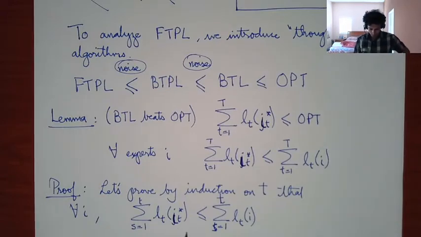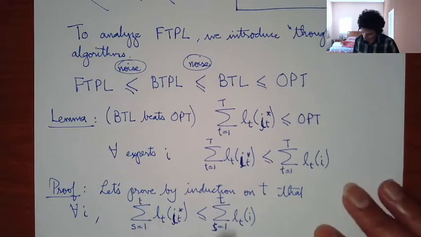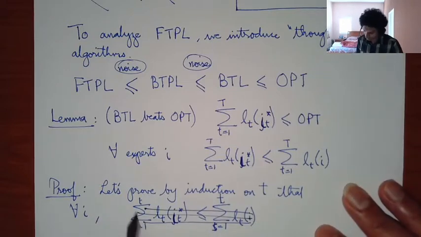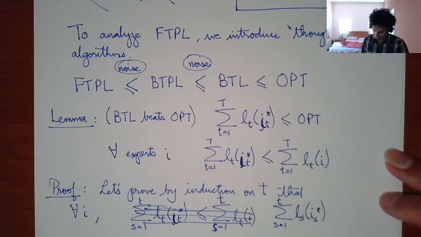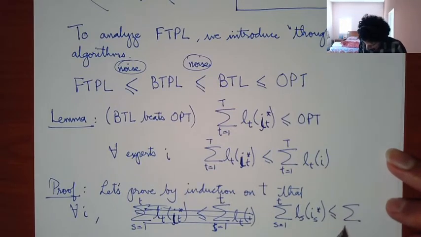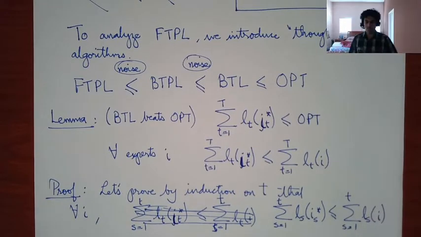Right? You want to write I_S star, right? L_S of I_S star. Which one? So I mean in the current line. Oh, it should be that one. Yeah, sorry, I'm mixing up my indices. My apologies. L_S of I_S star is at most the sum over S going from 1 to T of L_S of I. Yes, thank you.